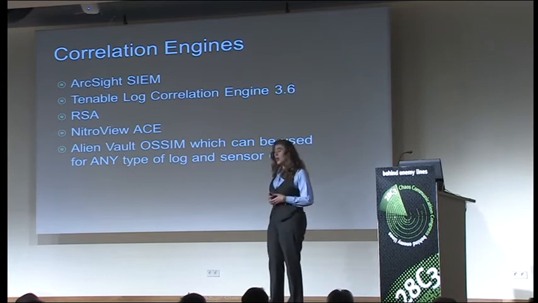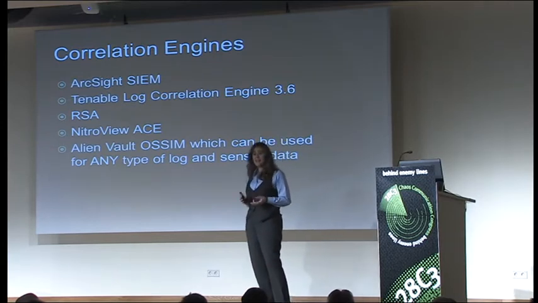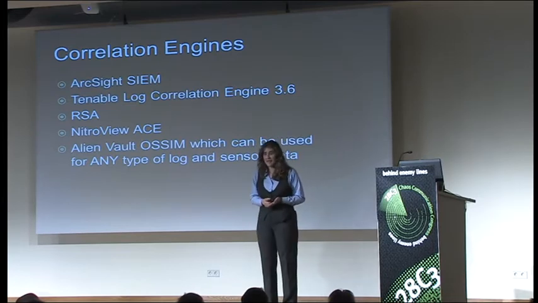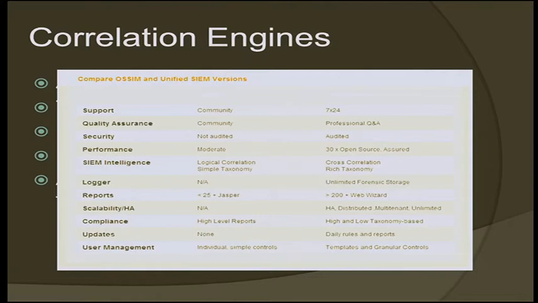However, there is an open source correlation engine. It's made by AlienVault. It's community supported, and you can put any type of log in it. You could put robot sensory data in it. You can put your router log in it, and it will go ahead and normalize it. So it is available, it is free and available for download, and it's actually an extremely good product.